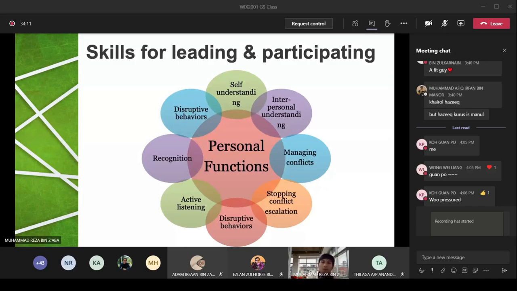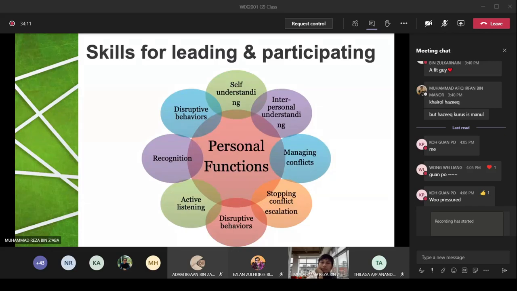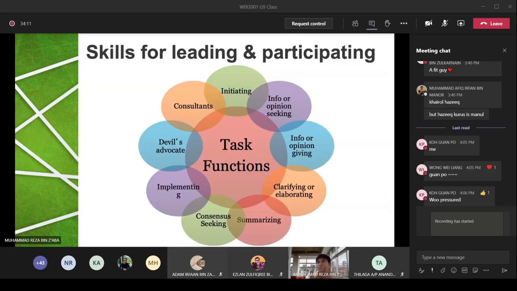So personal functions mostly are related to oneself, to the individual, for them to play a role in the group that they are in. For example, active listening, understanding others, avoiding disruptive behaviors. Recognizing someone for contributing, that's maintenance function. Personal function is related mostly to individuals. But these two roles, maintenance and tasks, are typically discussed as the roles that people play when in a group.